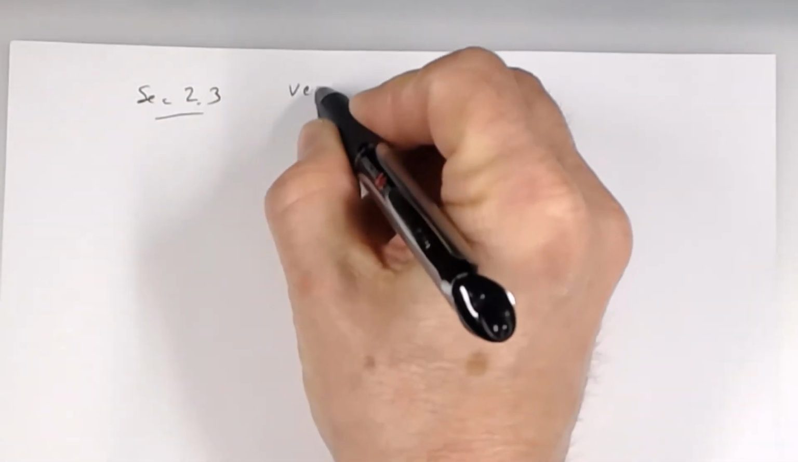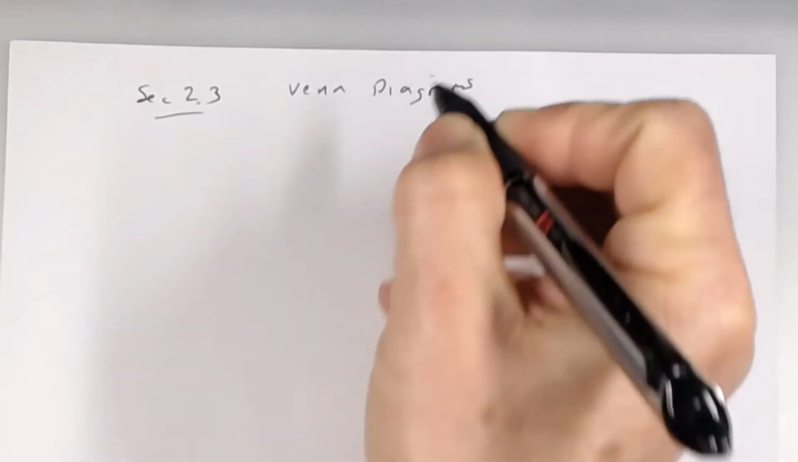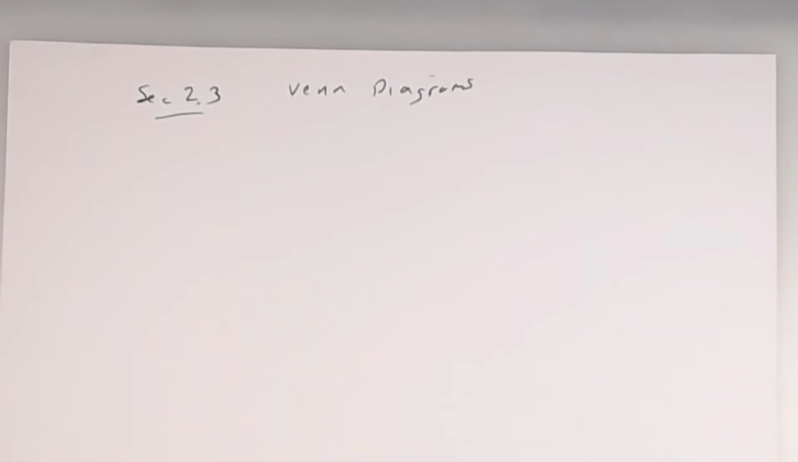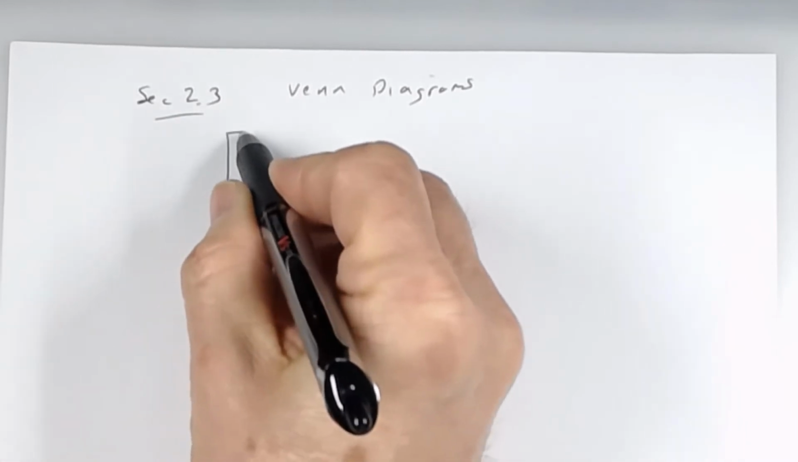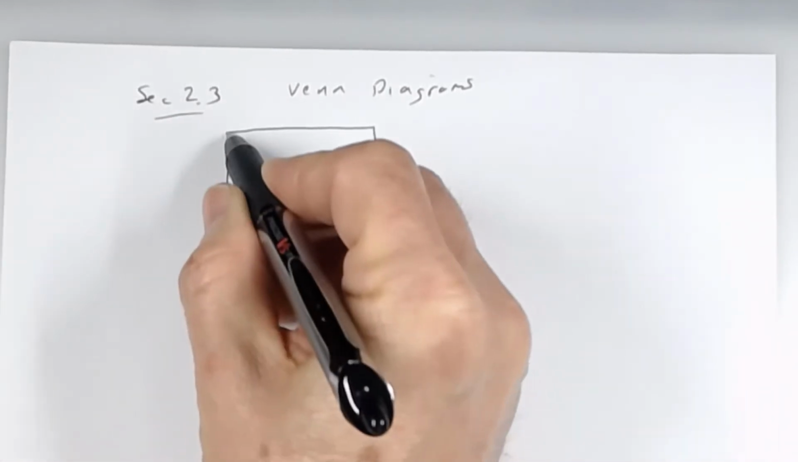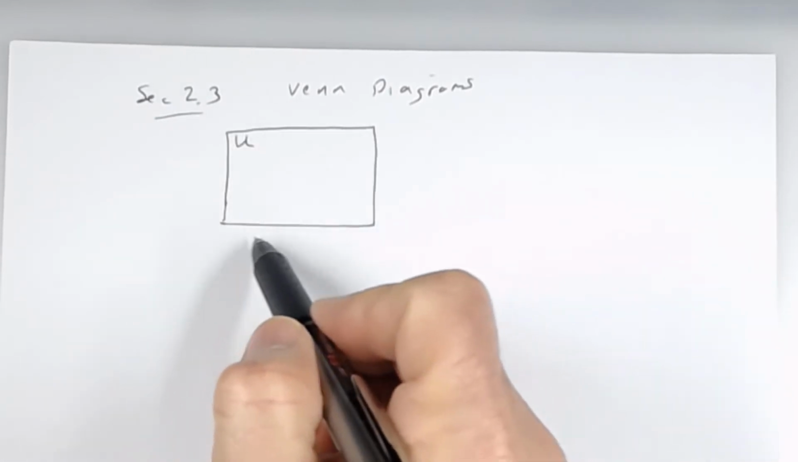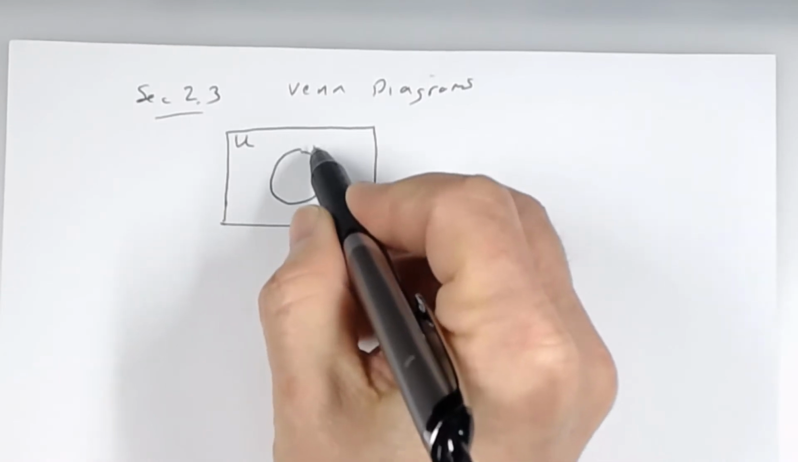All right, Venn diagrams is what we're dealing with. Now, just a review from last class period. If I have this universal set, and let's say this is set A right here, and I'm just looking at set A.